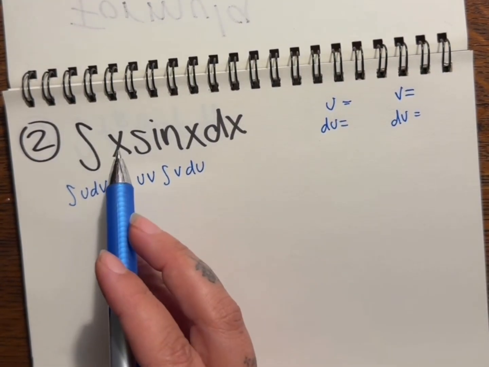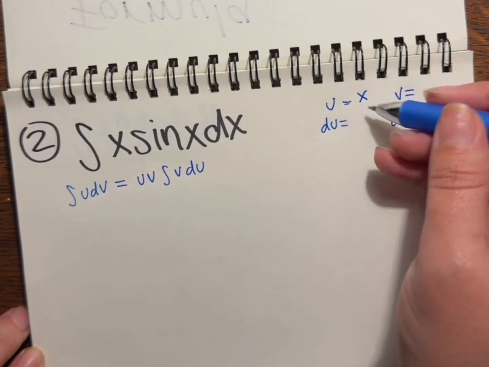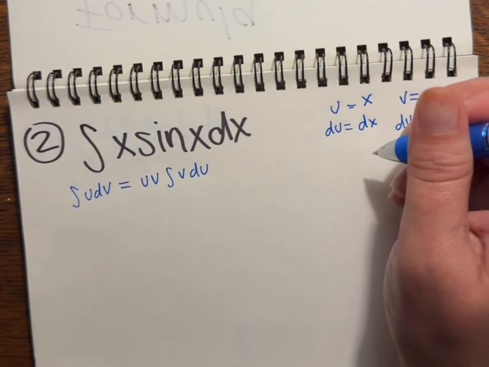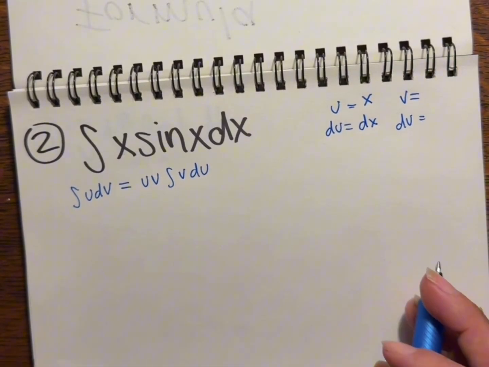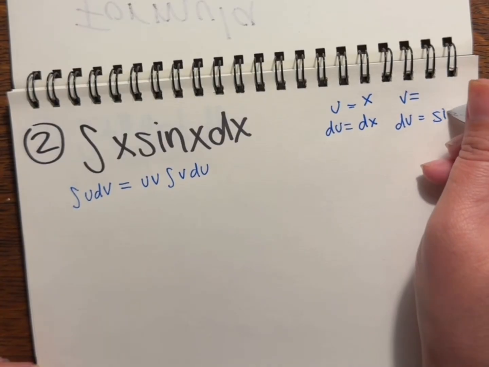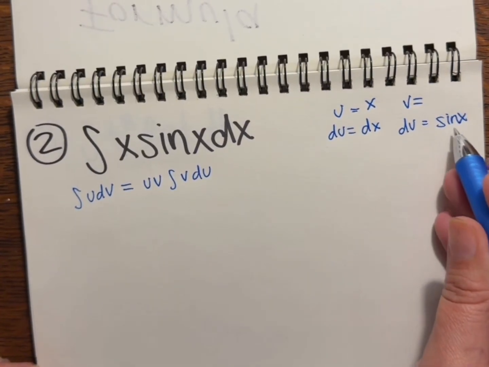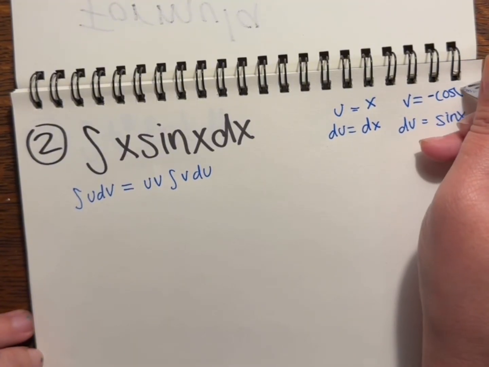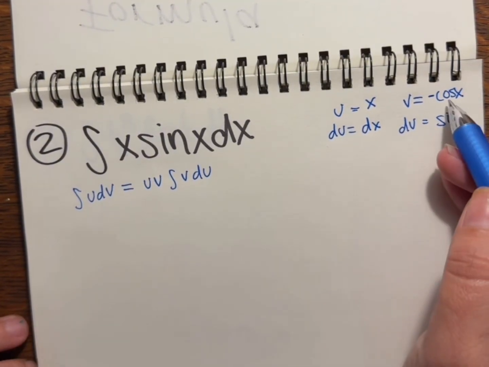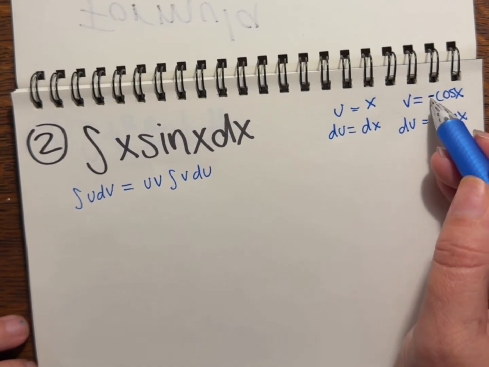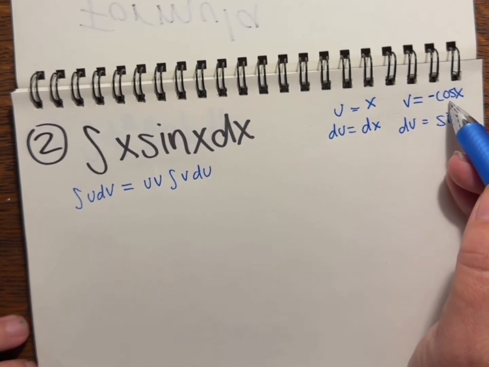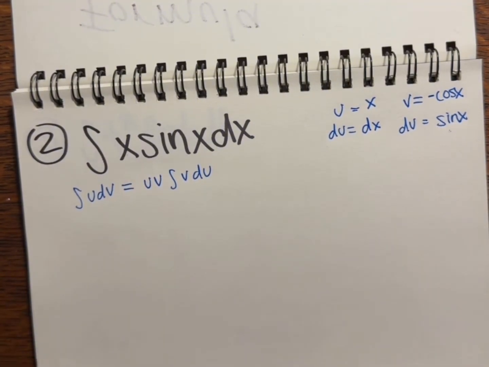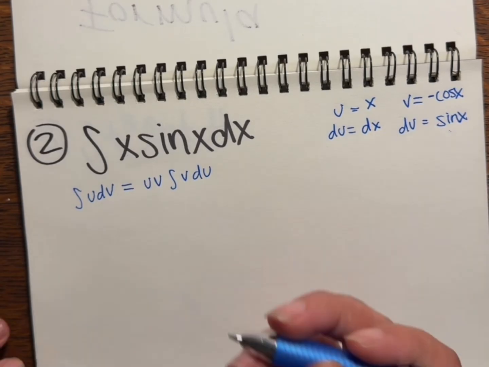So similar thing here, I want to set my u to x because then my derivative is very simple. It's just dx, right? Because the derivative of x is just 1 dx. And then my dv is going to be sine x. And then to get my v, I get the integral of this. So the integral of sine x is negative cosine x. And that's because the derivative of cosine is negative, and that's why I add the negative. So then when I get the derivative of cosine, it's negative sine x to ensure that I get a positive sine x.